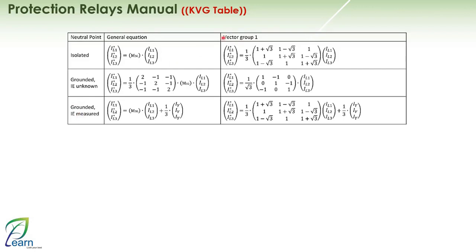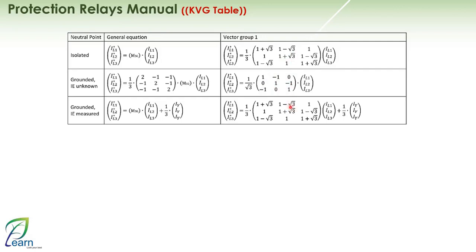Alright, and I will now focus only on vector group number 1. It tells you in this case, this is the matrix you will use if it is isolated. If it is grounded, this is the matrix you will use. If it is grounded and IE is measured, this is the matrix you will use, but initially, this is matrix number 1 that we all know. If you have a Dyn1 transformer, then, in this case, on the star side, your currents will be multiplied by which matrix? By matrix number 1 in this manner. Very good.